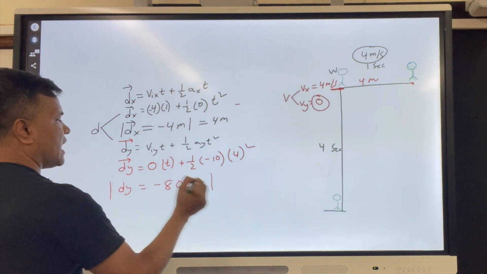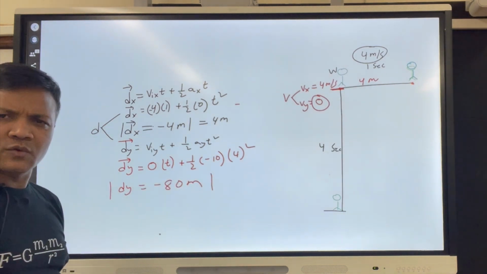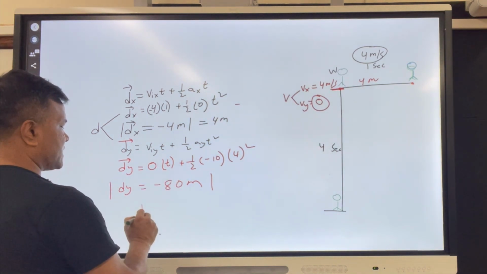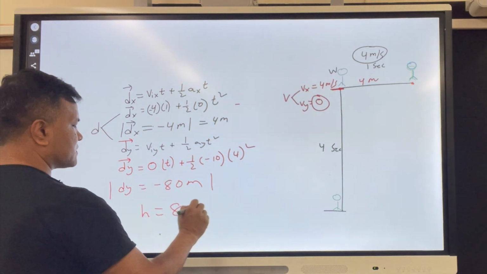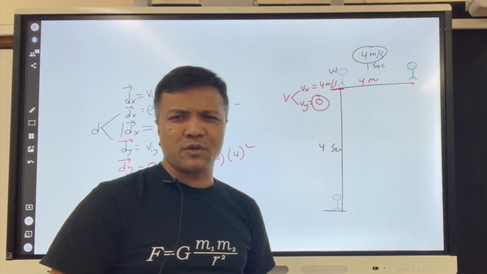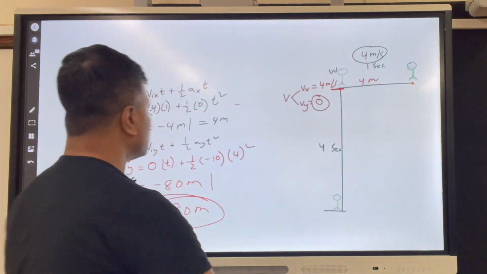We want to find the height, so we want the magnitude of -80. The magnitude of -80 is 80 meters. So this is problem number 1. Now let's do problem number 2.